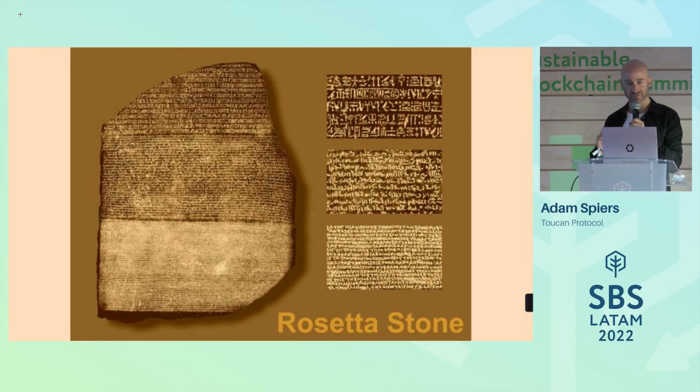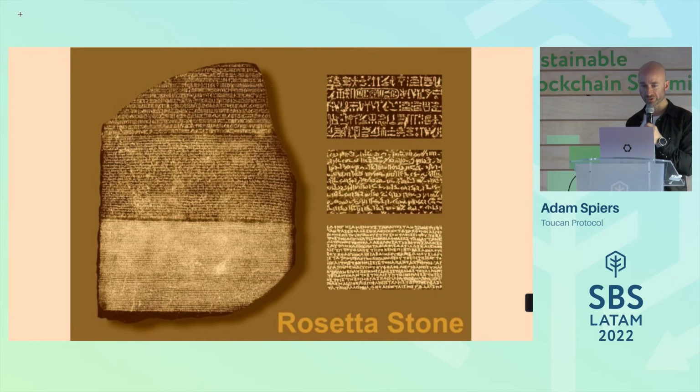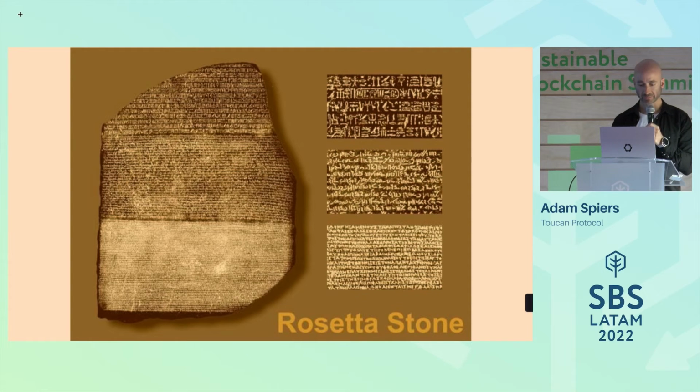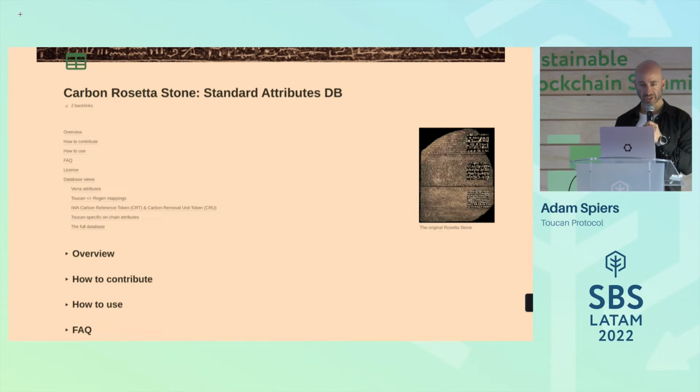And the fact that it's the same piece of writing in different languages meant that scholars were able to make sense of the hieroglyphic version by comparing it with the Greek, which they already understood. And then we kind of built this knowledge through translation between different perspectives on the same underlying meaning. And so my suggestion was to bring this kind of approach to carbon token standards.